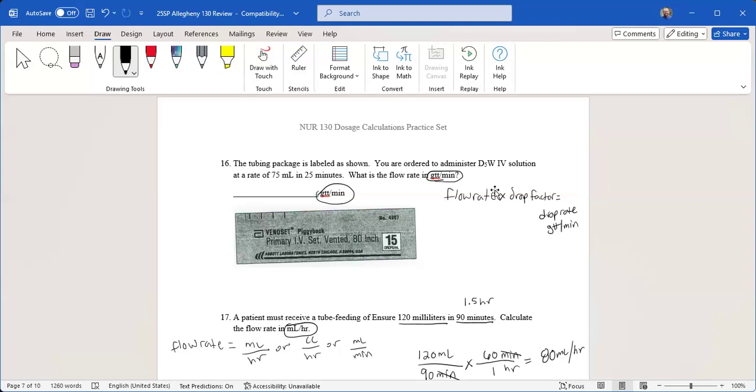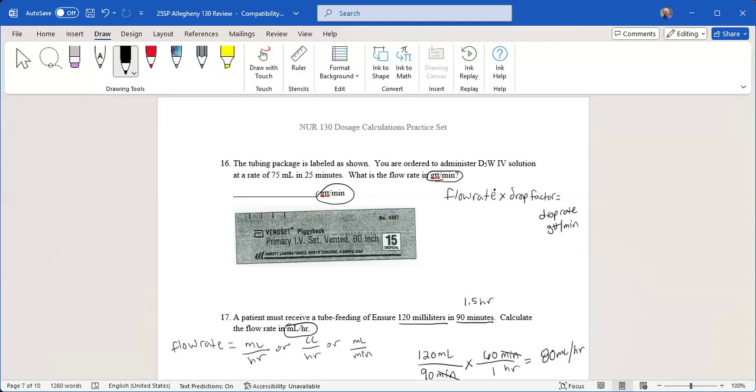Now, one thing I'll mention, it may not show up in these practice problems, but if you get a drop rate with a decimal answer, you cannot give somebody a partial drop. So if you get something like 28.5 drops per minute, then you need to round that up to 29. If it's 28.4, then just round it down to 28. With drop factors, they have to be given a whole number, because you cannot give someone a partial drop.